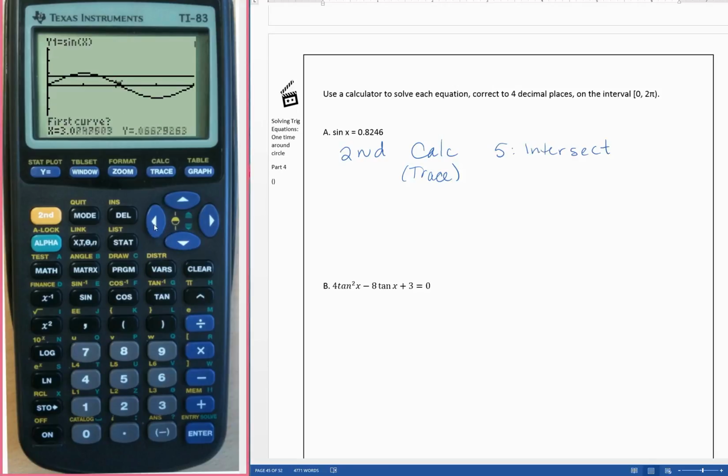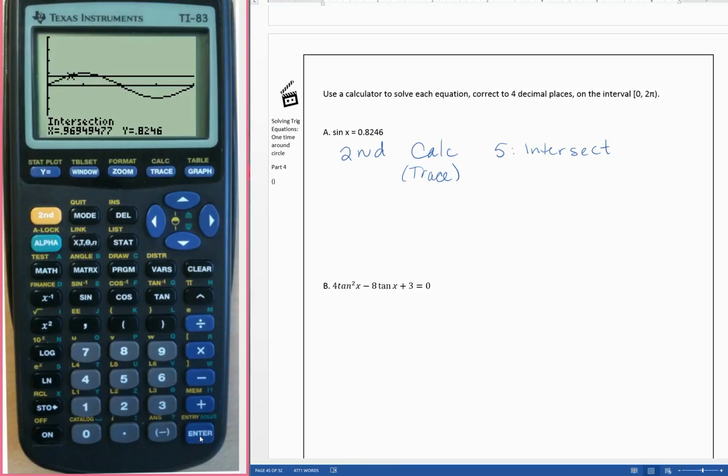So let's go over and do the smaller one first, the one on the left. So we're just going to move our cursor. It's on sine of x. It's on that first curve. We're just going to move it over close to that intersection point. We're going to hit enter. It's going to jump to the second curve. Hit enter. We're just going to move it a little closer. For our guess, hit enter.